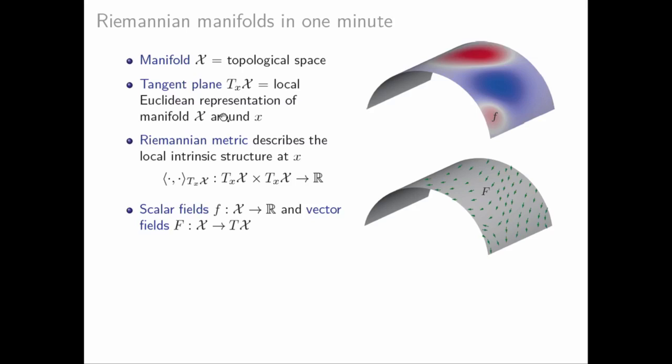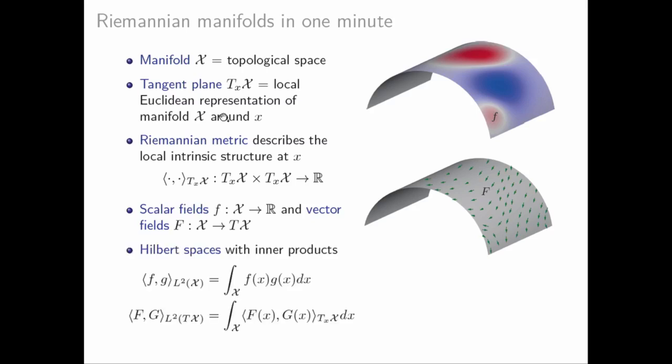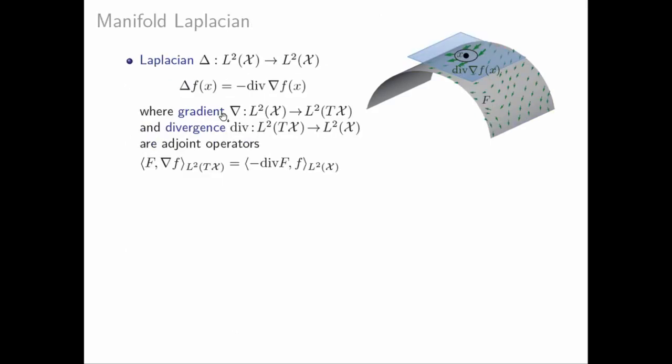And again, similar as before, we can define on this manifold scalar fields, which are just functions defined on the manifold, and vector fields, which are functions on the tangent bundle. Both of these functional spaces come with their nice, well-behaved metrics that make them into Hilbert spaces. And so as before, we can measure smoothness in this manifold by using the Laplacian. In that case, it's called the Laplace-Beltrami operator, which is constructed a little bit more using a divergence and gradient, but this doesn't really matter.